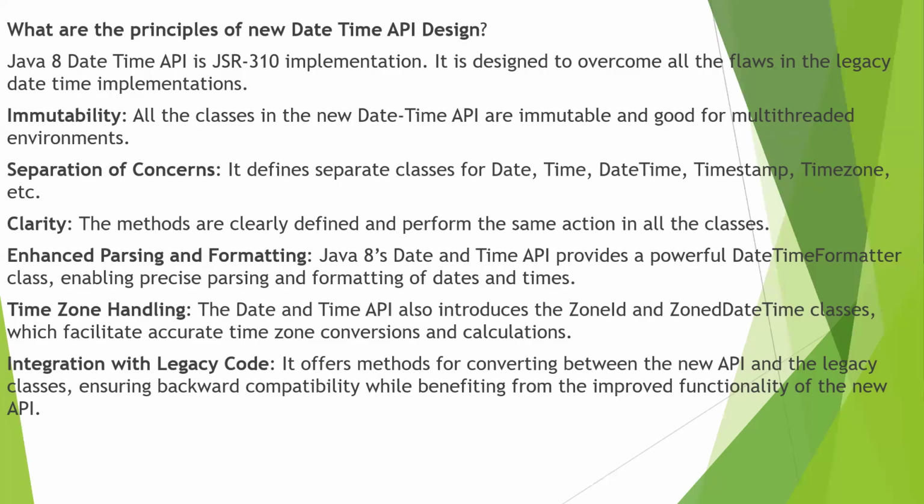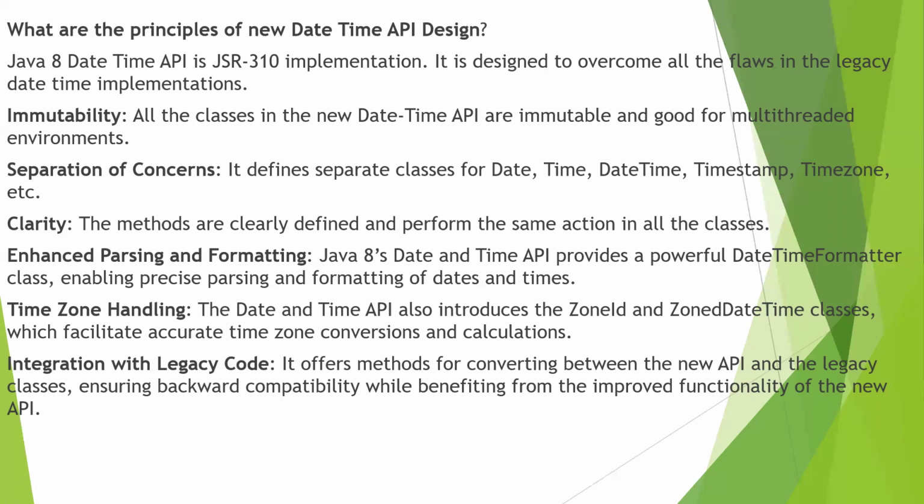Separation of concerns, in the sense, earlier we discussed that there were no different classes available for the time, the timestamp, time zone, and other things. But in Java 8, we can see a lot of classes created for date, local time, and time zone related things. So for each and every functionality, we have different classes created, and each class will have similar kinds of methods so that there will not be any confusion or ambiguity. Okay, so that is the next point, clarity. These methods are clearly defined and perform the same actions across all the classes.